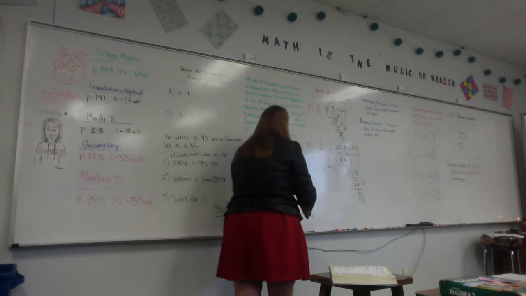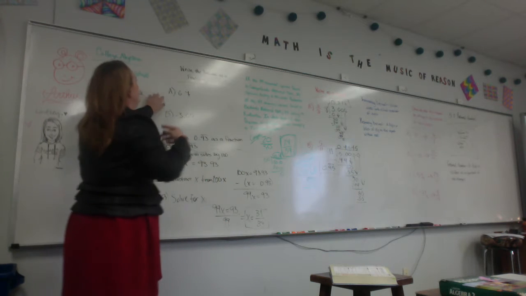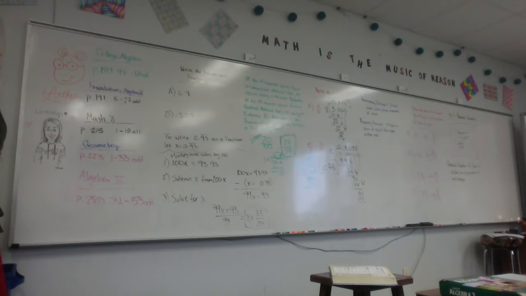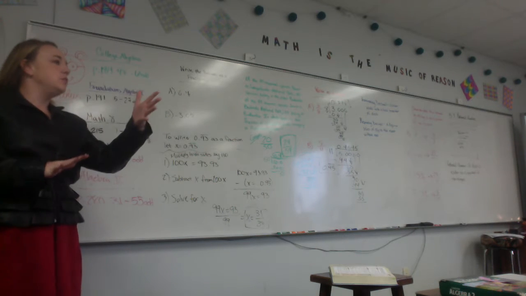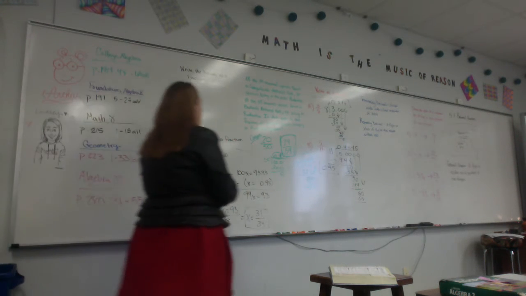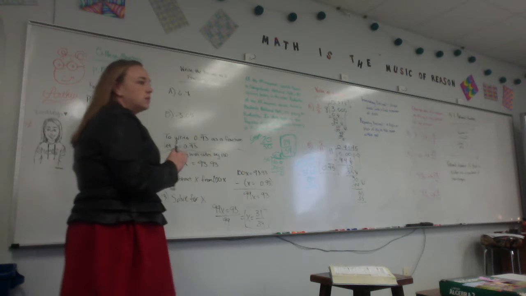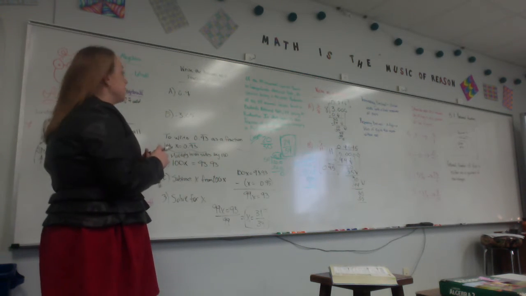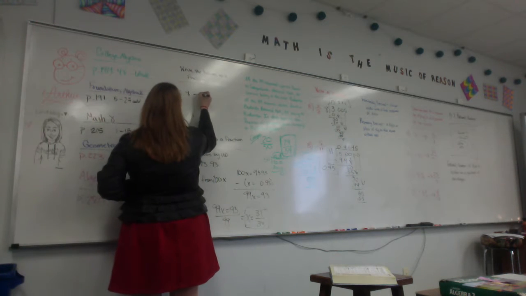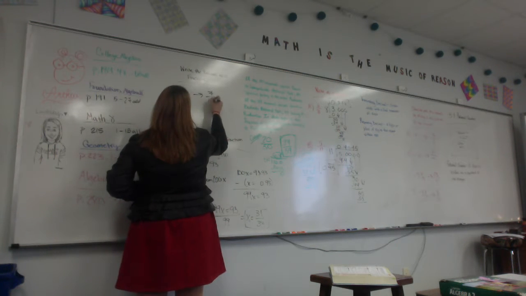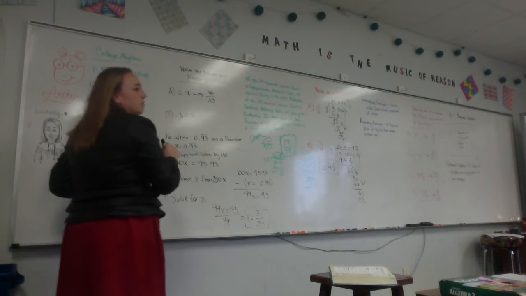Okay. Last two things. Write a decimal as a fraction. How do I turn a decimal into a fraction? 0.7 should be easy. What do you do? It's in the tenths place. Yes, the tenths place. So it's 7 over 10. Beautiful. What about negative 3.05?